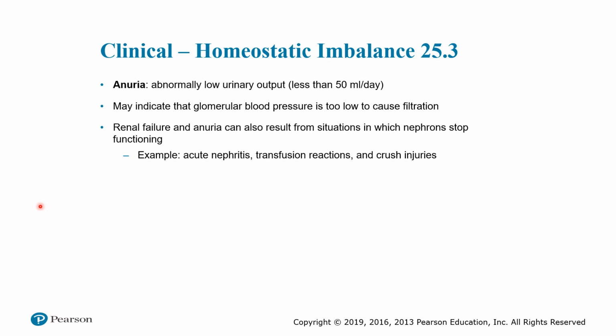So renal failure and anuria can also result from situations in which nephrons stop functioning. For example, in acute nephritis, when there is inflammation or infection, or in transfusion reactions, this can occur, and this can also occur in crush injuries, where the nephrons are not working at all and they are not making urine, or they are making very little urine. So the term is anuria.